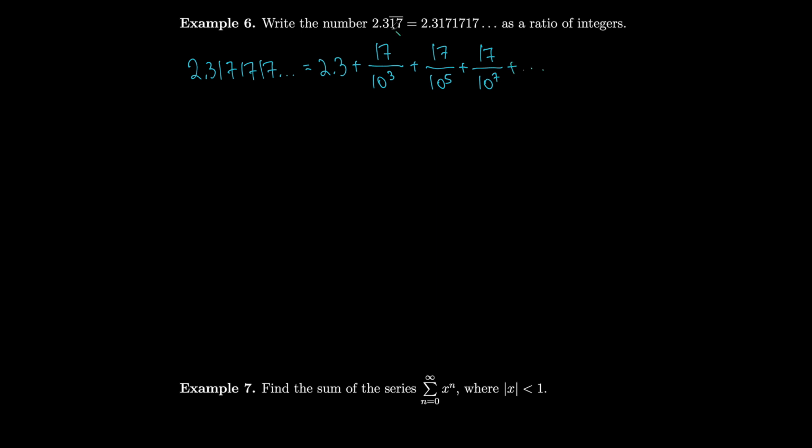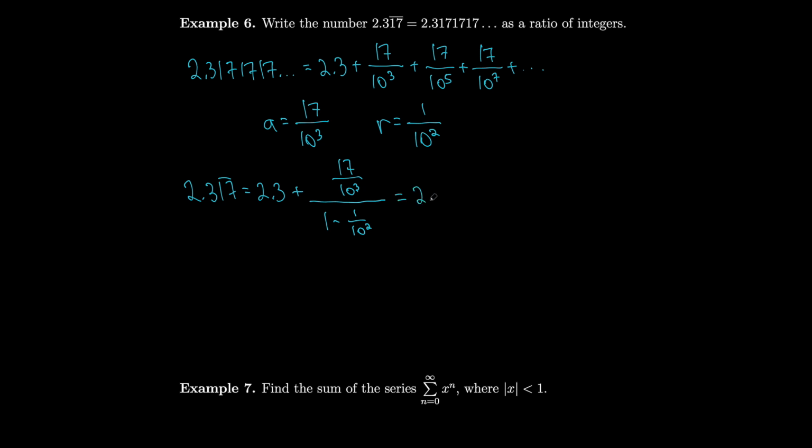So this is a geometric series, or just this part, not the 2.3, but we don't have to worry about that. We can always add that later. So we'll look at a equals 17 over 10 to the third, because that's our first term, and it looks like each term is being multiplied by 1 over 10 squared. So that's our common ratio r. So we have 2.317 bar equal to 2.3 plus the sum of this geometric series, which is a over 1 minus r, because r is less than 1. So we have a, which is 17 over 10 cubed, over 1 minus r, which is 1 minus 1 over 10 squared. So that's 2.3 plus 17 over 1,000 over 99 over 100.